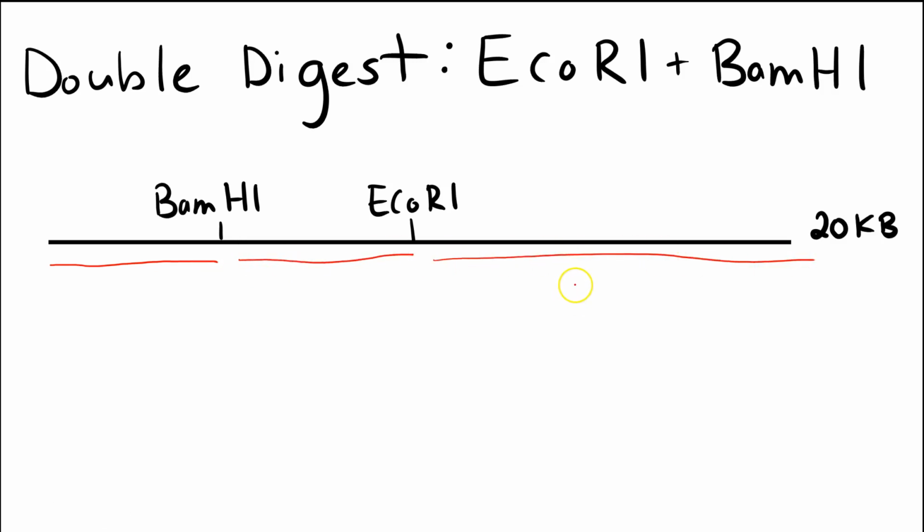This fragment is about half of the 20 kb, so that'd be a 10 kb fragment. And you have 2 halves of the half, so this would be a 5 kb fragment, and this would be a 5 kb fragment as well. So three fragments there, but only 2 different sizes.